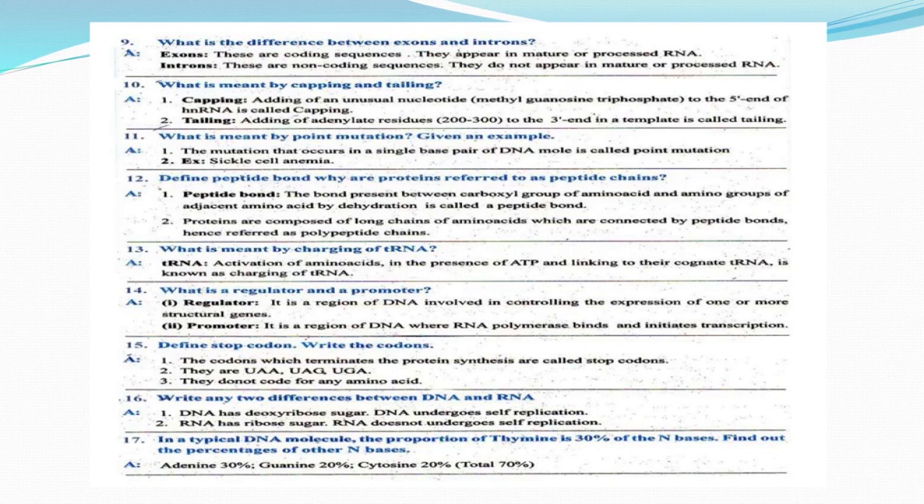Adenine has 30%, guanine has 20%, and cytosine has 20%, total 70%. So this is about the two marks questions regarding this molecular biology topic.